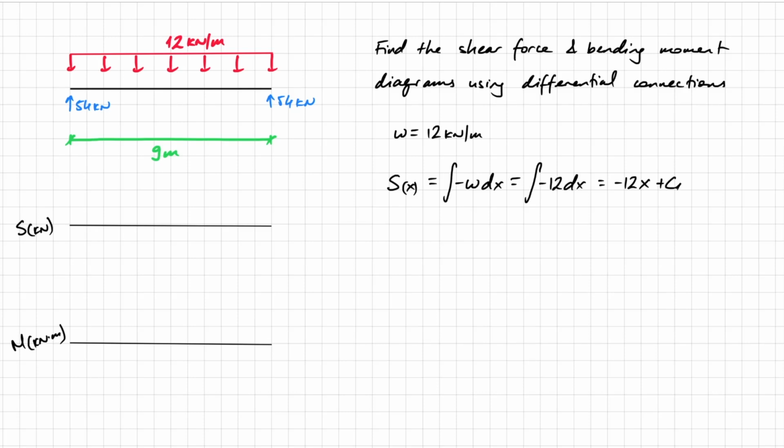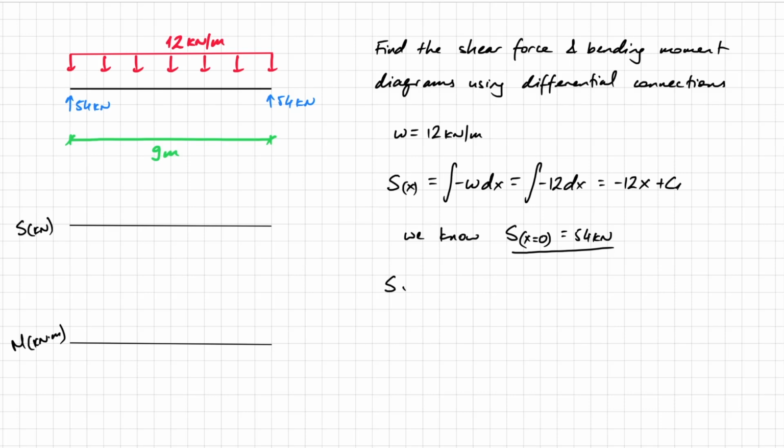Now, the value of this constant depends on the boundary conditions. So in our case here, we know that when x equals 0, the shear force equals 54 kilonewtons, right? Because at 0, we only really have the reaction force, right? The UDL hasn't really influenced yet. So we know this.